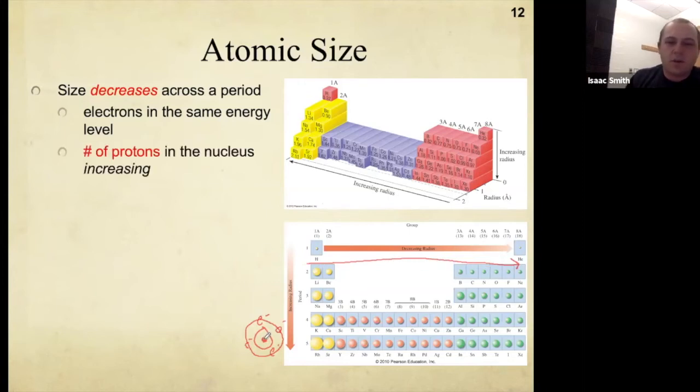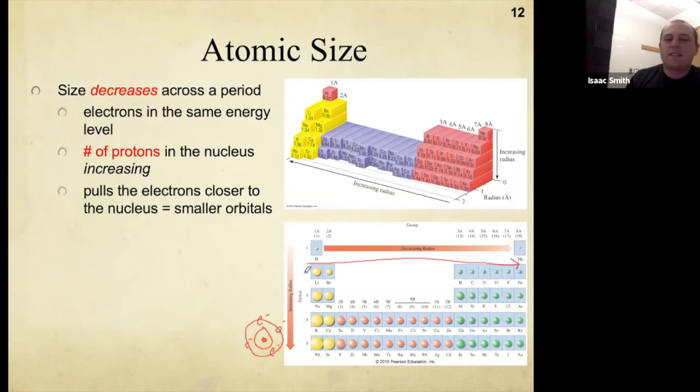The number of protons in the nucleus increases as you move to the right. Since they are increasing, it's going to have a stronger pull on the electrons in the outermost shell. As it pulls those electrons in tighter because it has more positive charge, it's going to make the atom smaller. That's the reason the atoms get smaller as you move to the right. And then up and down on a group.